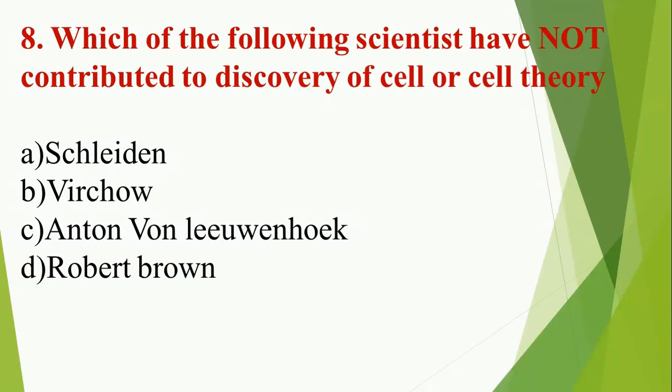Question number 8. Which of the following scientists have not contributed to the discovery of cell or cell theory? A. Schleiden. Yes, of course because he is one of the important discoverer of cell theory along with Schwaan. B. Virchow. He is also involved in cell theory because he proposed modern cell theory. Anton van Leeuwenhoek, he is father of bacteriology. He was the first person who discovered the living animal cell. So all the three are involved in cell or cell theory. But Robert Brown is not involved in discovery of cell or cell theory because he discovered nucleus. So answer for question 8 is D. Robert Brown is not contributed to discovery of cell or cell theory.